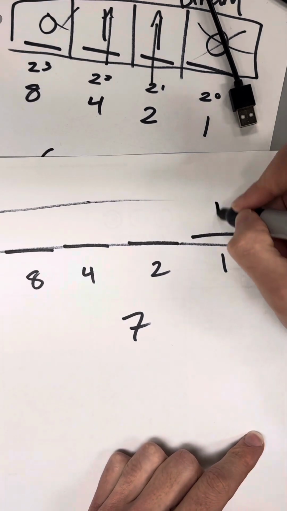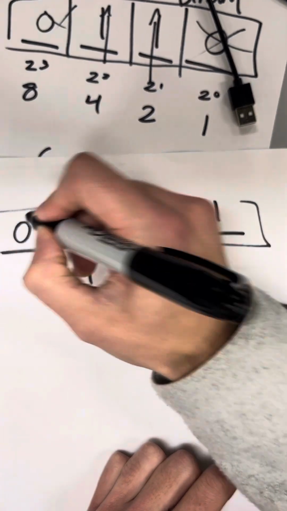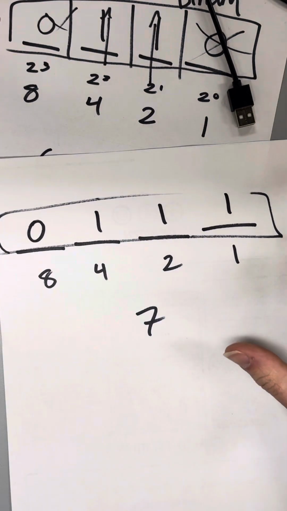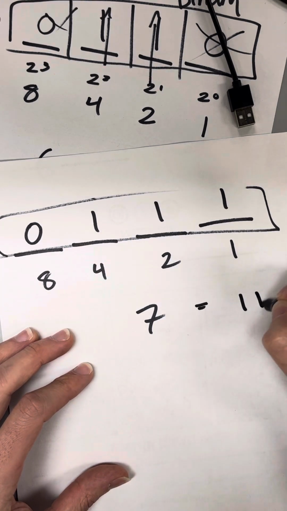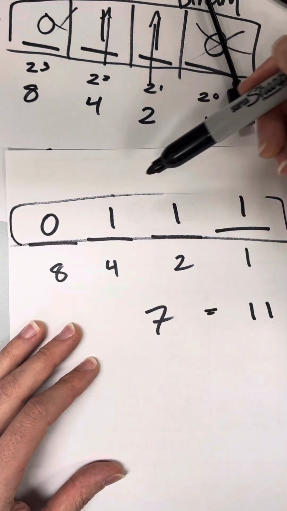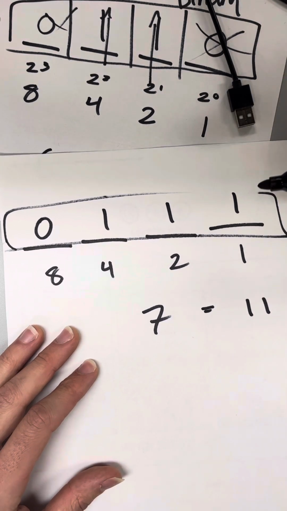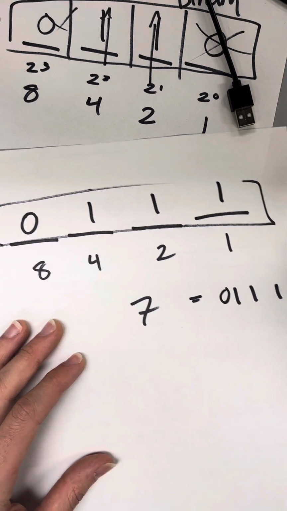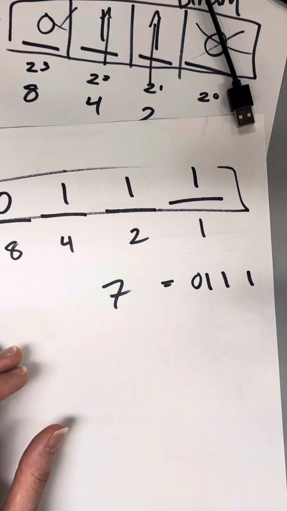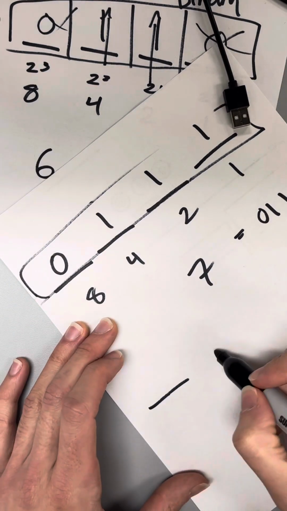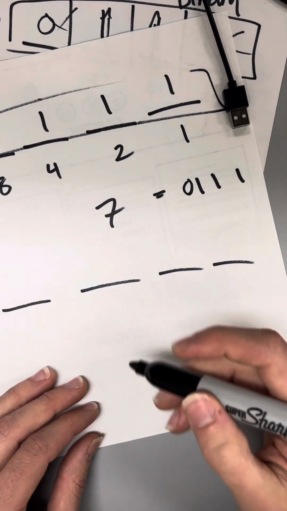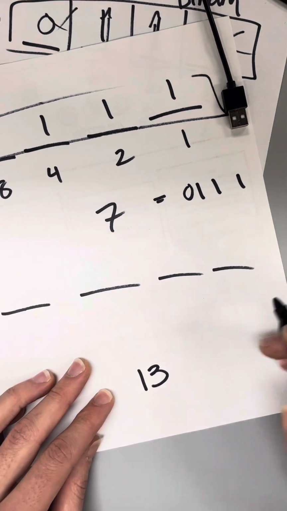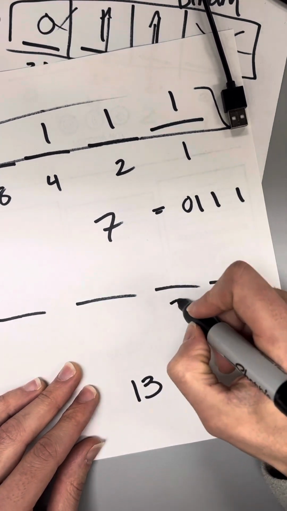So light needs to shine through this bit, this bit, this bit, and no light needs to shine there. So 7 in binary is 1, 1, 1, because I've got electricity on. You could put a 0 in front of there if you wanted. It's not really necessary. Let's do one more. Let's do a big one. Let's do 13. How do I make 13 in binary?